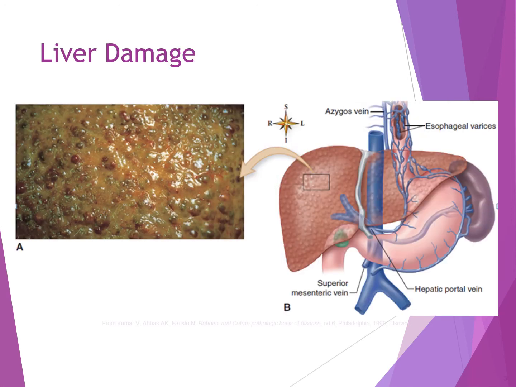Here is a picture of a cirrhotic liver. And then this kind of gives you an image of these varices that are developing because of this damage to the liver. It's more difficult for blood to flow through there, and so you get these varices, these little bead-like bulges in the veins, and if those rupture, then that can cause the bleeding.